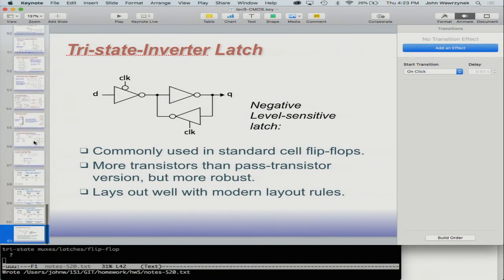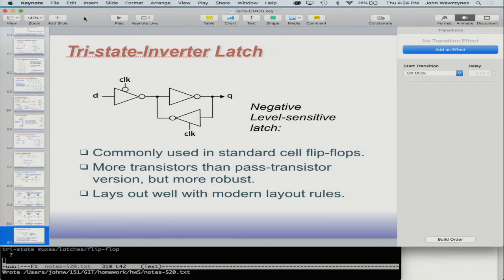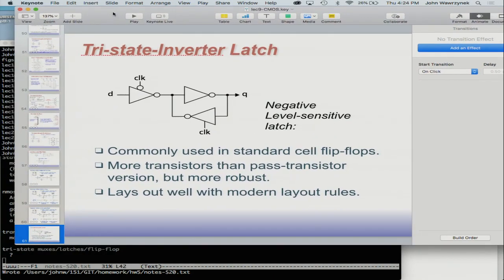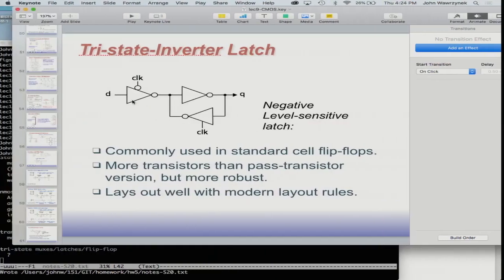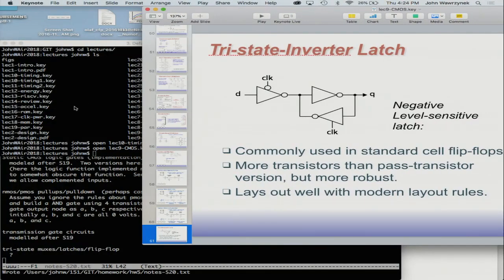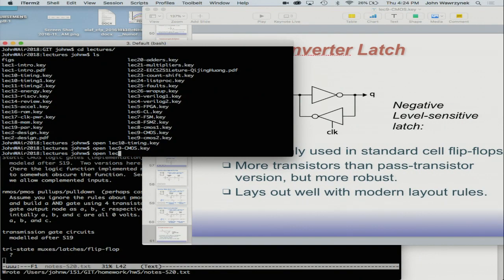I'm going to change the subject. Any questions on any of this today? So the new stuff was the transmission gates and tri-state buffers. So that was sort of the introduction to CMOS. Now what we're going to talk about is timing.